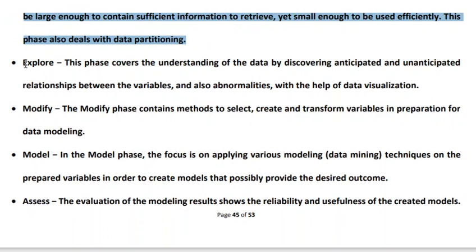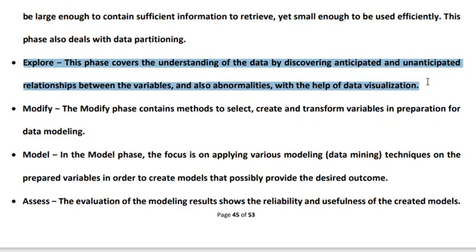Now, the next phase that you have is called the explore phase. It's very important for us to identify all possible relationships that may exist in the data set that has been collected. Explore basically tries to identify all possible anticipated and unanticipated relationships that may exist between the variables. It's also concerned with identifying all possible abnormalities as well as the relationships with the help of data visualization.